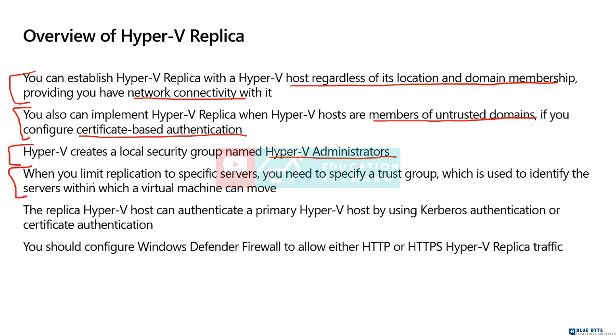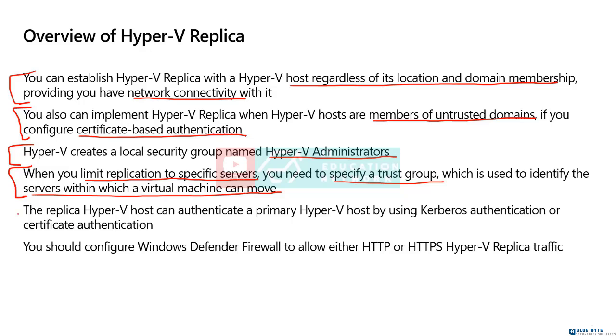You can also limit your replication to specific servers. I could replicate to more than one server if you wanted to. If you want to do that to more than one server, you have to specify a trust group. This just identifies the servers that a virtual machine can actually be replicated to. If your other Hyper-V host is not a member of that trust group, you just can't replicate to it. So that's just an option.